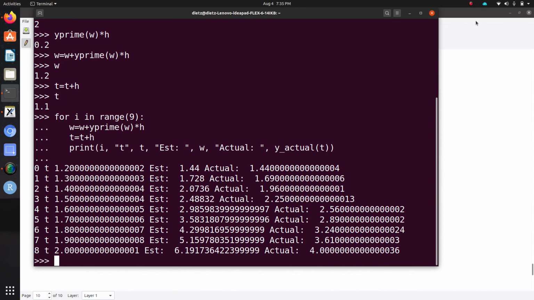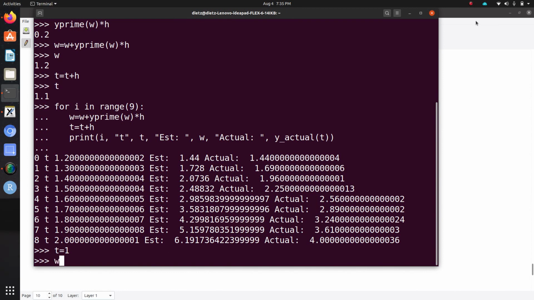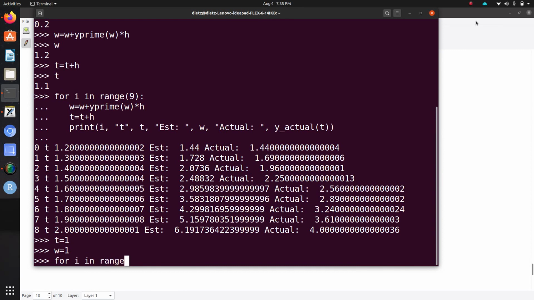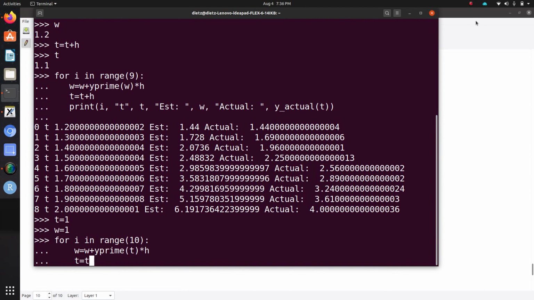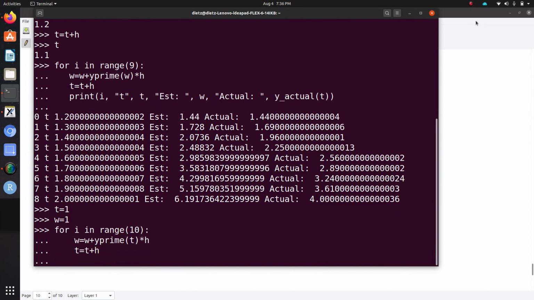Okay, now let me reset this. So T is equal to 1, W equals 1. So for I in range, and this time I'm going to have to go to 10, W equals W plus Y prime of what? Not W. That was the crazy part. Okay, and then I'm going to say T equals T plus H. Can I just up arrow to get that print statement back? Apparently I can.